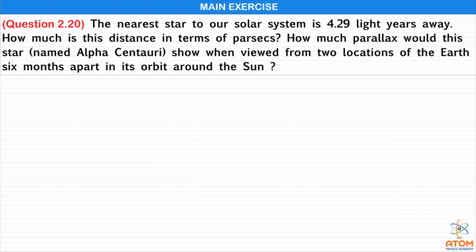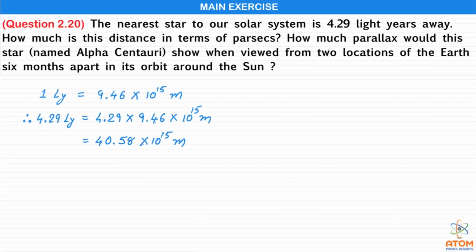First of all, let us convert this distance, which is given in light years, to parsec. We know that 1 light year is 9.46 into 10 raised to 15 meter. So here 4.29 light years is given. So 4.29 light years will be 4.29 into 9.46 into 10 raised to 15. So that gives us 40.58 into 10 raised to 15 meter.